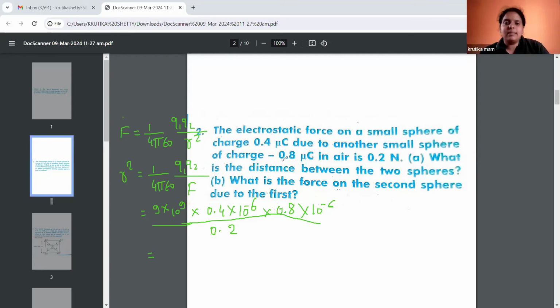So you may ask me, here a negative sign is there, but here what happens? Whatever the force, it is still attractive in nature, so the force value will be negative. Suppose the force was repulsive, then what would happen? The force value would be positive.